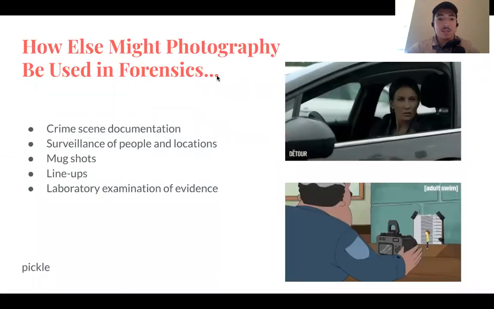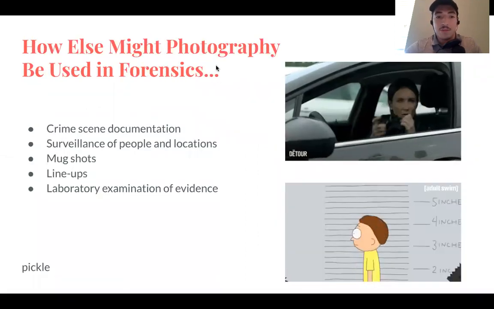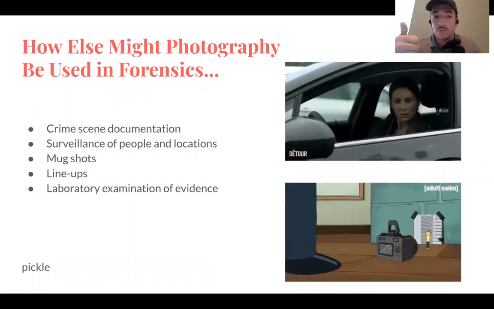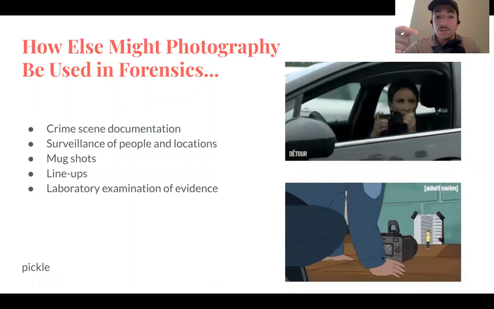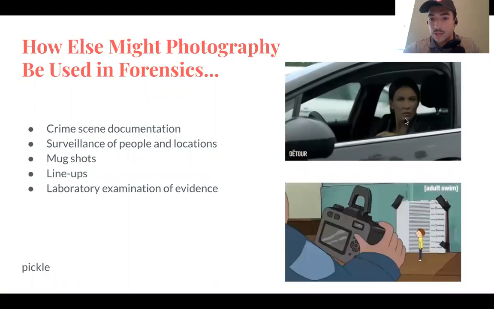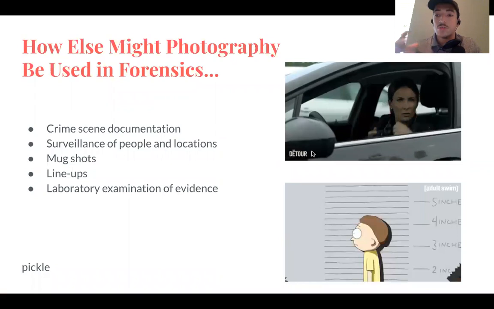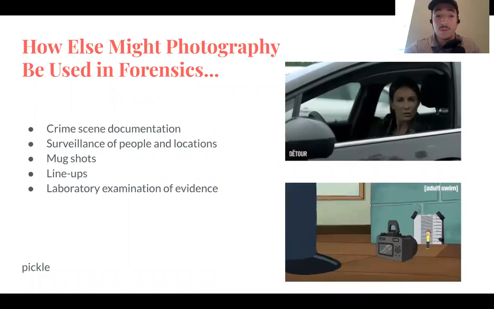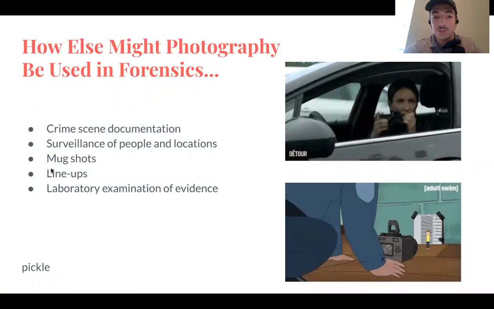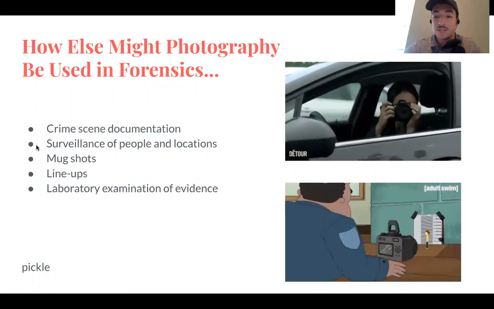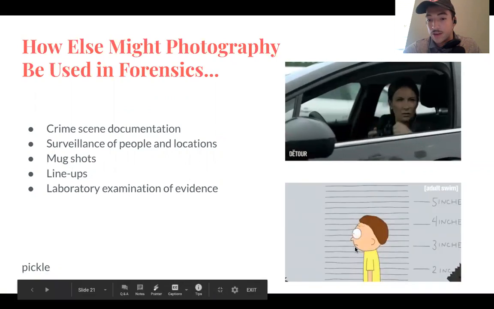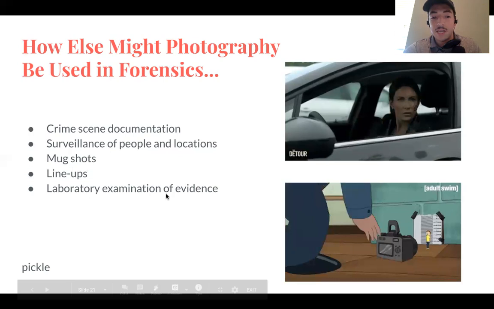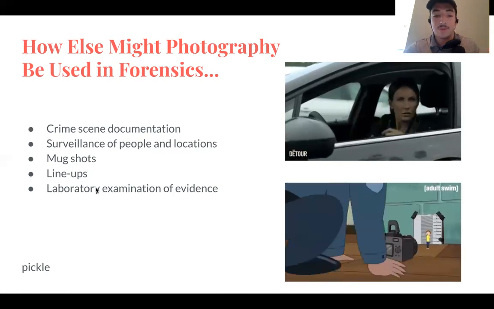And last but not least, how else might photography be used in forensics? Well, you can also take crime scene documentation like we just showed. You can do it with surveillance of people and locations. Something like this GIF is showing, you're taking photos of people that you potentially want to take to court. Some mug shots, right? Once you're in jail, you might have to take a mugshot, kind of like this Rick and Morty thing here. Lineups are very similar to mugshots. And finally, in the lab, you can take some photos in the lab as well.